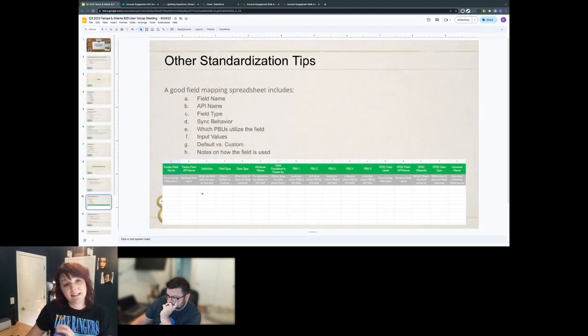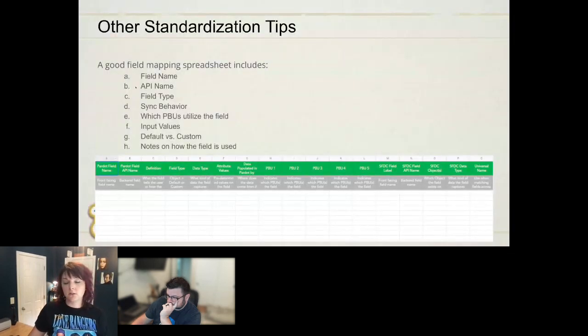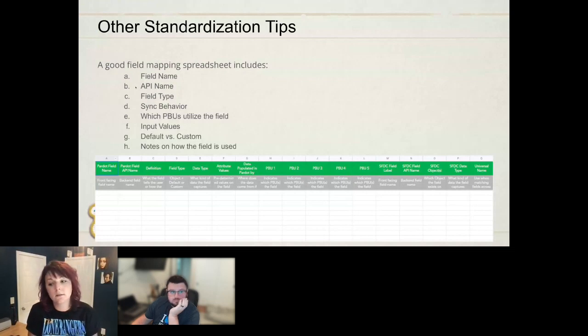So it is tedious to set up, but I promise you it's worth the effort to set up an Excel sheet that includes the field name, the API name, where it's syncing to, what values it's using, which PBUs use it, and what it is going to be recording, and just have this available to your users, especially your non-admin users, because they can't see these details within Account Engagement itself. But this is definitely something that's worth your time to help standardize your business units.